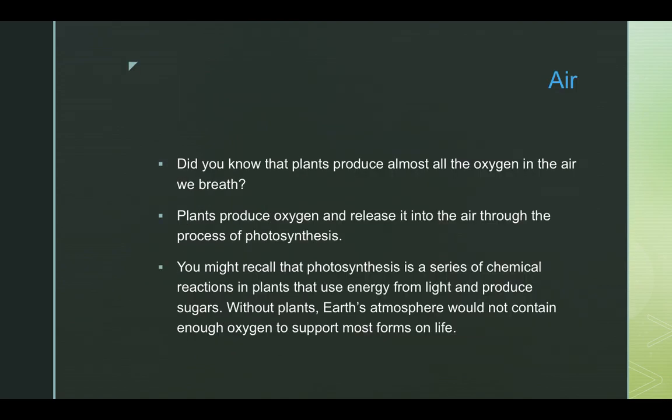Air. All right, so it says, did you know that plants produce almost all the oxygen in the air we breathe? Plants produce oxygen and release it into the air through the process of photosynthesis. We talked about this a few chapters ago when we were discussing the carbon cycle. You might recall that photosynthesis is a series of chemical reactions in plants that use energy from light and produce sugars. Without plants, Earth's atmosphere would not contain enough oxygen to support most forms of life.